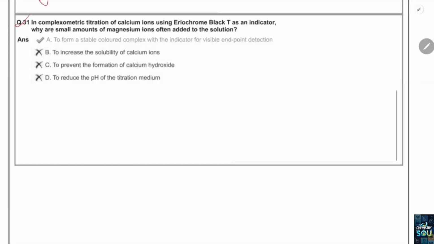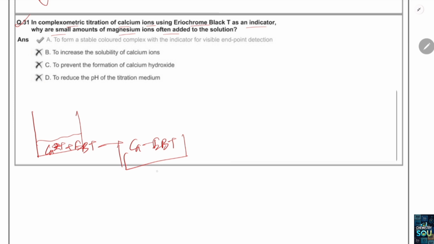In question number 31, in the complexometric titration of calcium ion using EBT as indicator, why is a small amount of magnesium ions often added? Let's see what happens here. Here Ca2+ is present and EBT indicator is given, and this will form the CaEBT complex, and the color of this compound is not very intense.